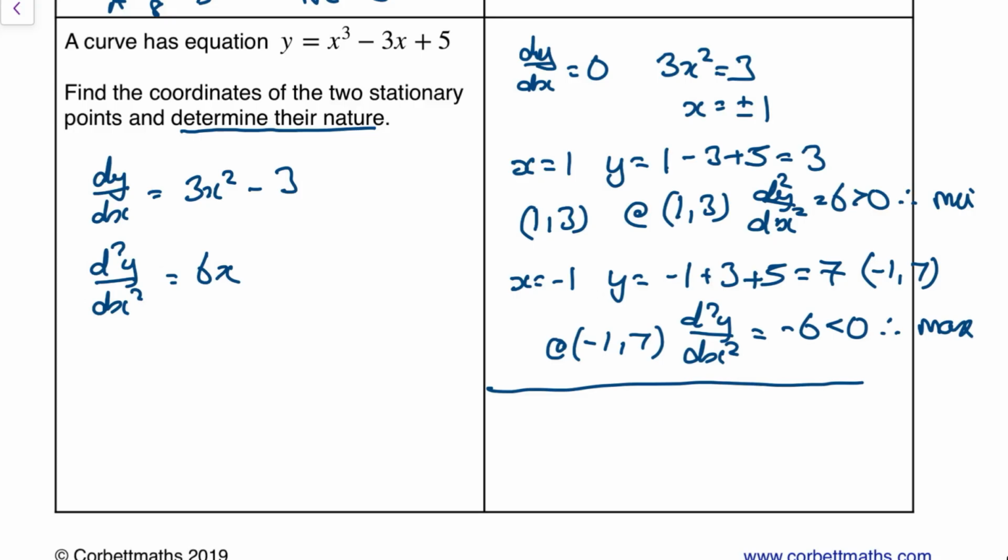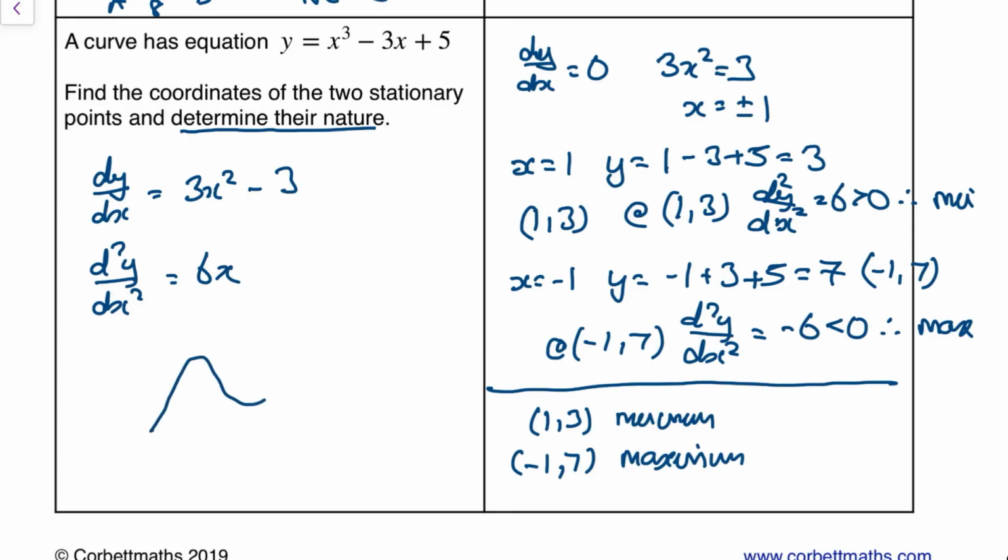Right, present my answers clearly. So my turning points are 1, 3, which is a minimum, and minus 1, 7, which is a maximum. Now, just before I finish today, this is a positive cubic, so I know it does that. So I know the one on the left is a maximum and the one on the right is a minimum. That fits with what I've got, so I'm happy with my answer.